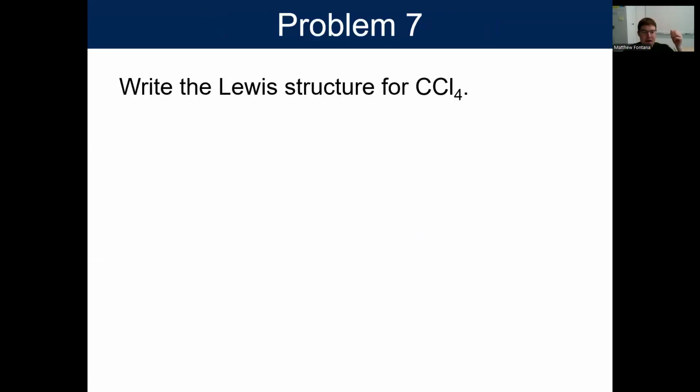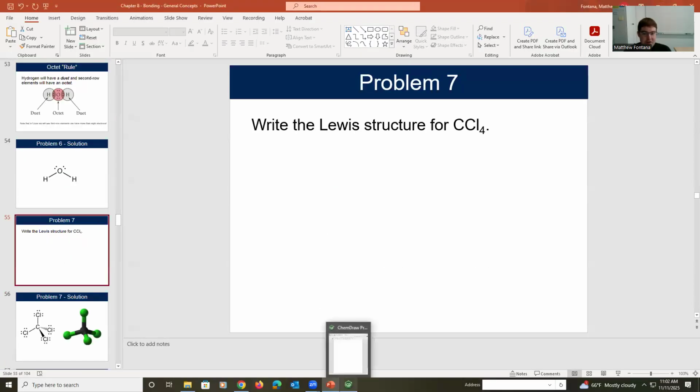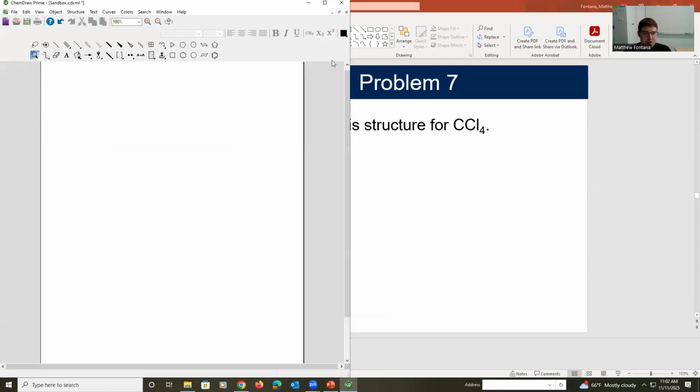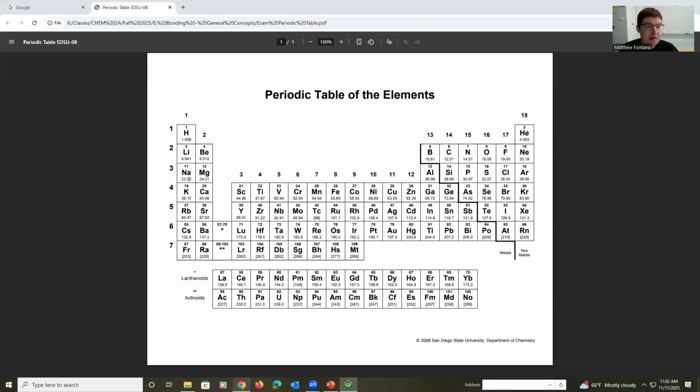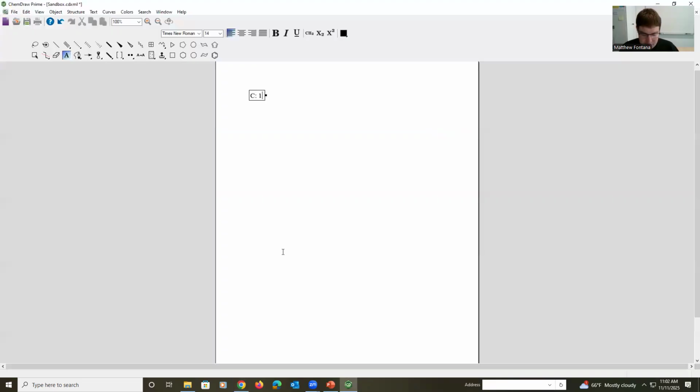Okay, so now we're going to get a practice question with this. First thing we're going to do is draw the Lewis structure for CCl4, or carbon tetrachloride. For carbon tetrachloride, the way it's going to work is pretty much like this. And so you have carbon. We know that we have 1 carbon atom, and we know that carbon is in the fourth column of the periodic table. 1, 2, 3, and 4. So here's carbon in the fourth column of the periodic table.